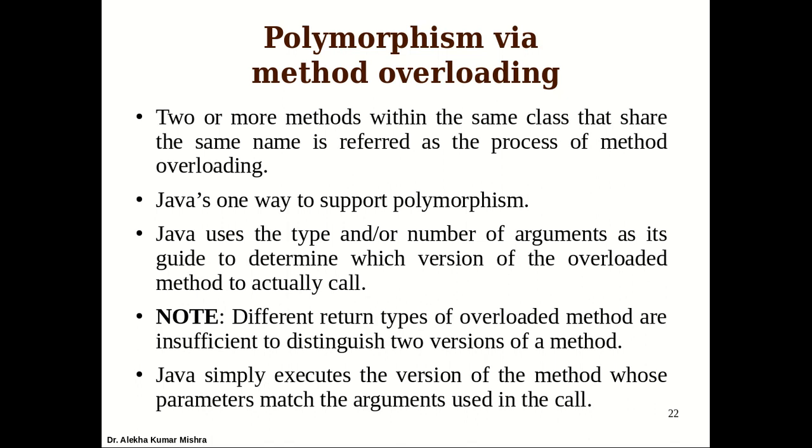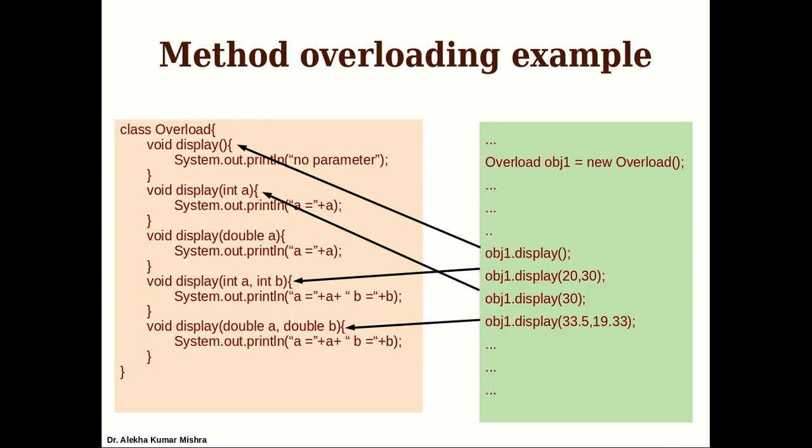Java simply executes the version of the method whose parameters match the arguments used in the call. So it matches the arguments passed when a method is called. The number of arguments must match, and the parameter types in their respective positions should also match. Then Java is going to invoke that particular method.